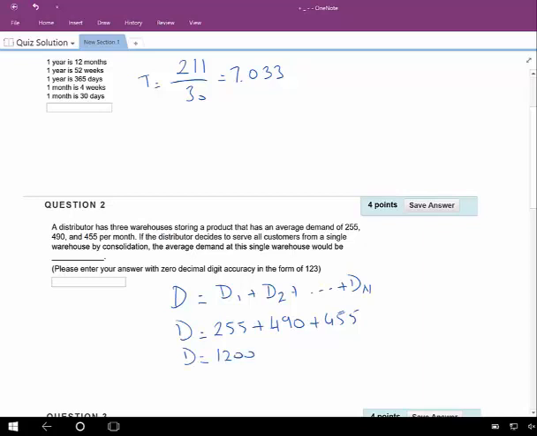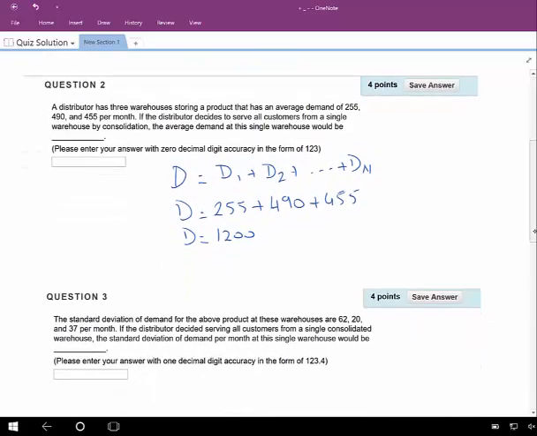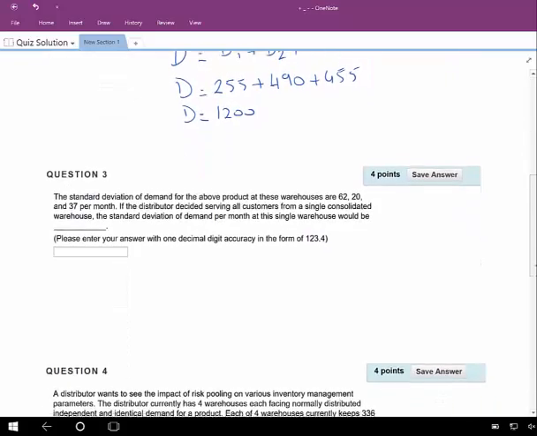Again, this is the solution for the question the quiz system generated for me. Your numbers, the monthly demands, would be different, and your final result will be different too.